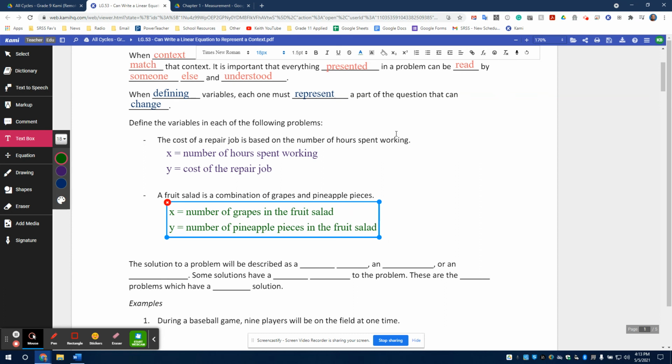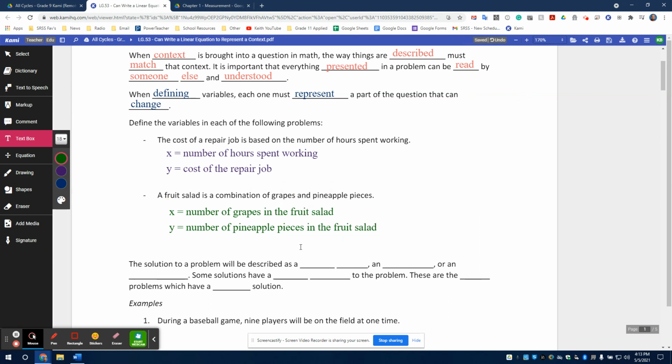So there we go. We know now what X and Y are. If I give you a value of X, we can go back and say, oh, that is the number of grapes that are in that fruit salad. If I give you a value for Y, we know that's the number of pineapple pieces in the fruit salad. And then we can use that to create an equation later on. So this is what we're talking about when we talk about defining our variables.